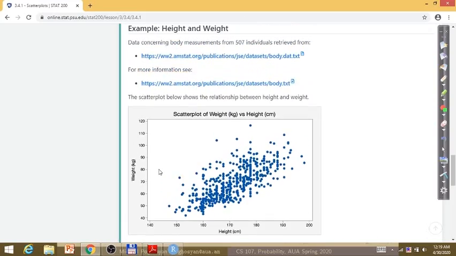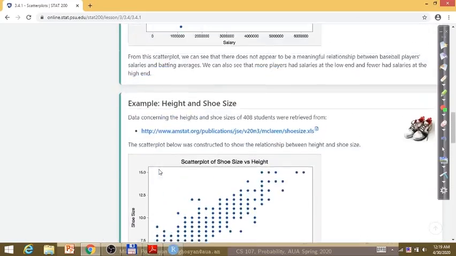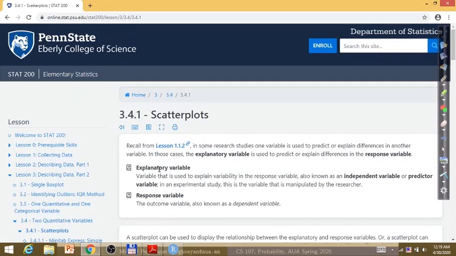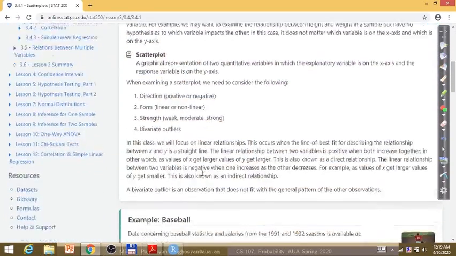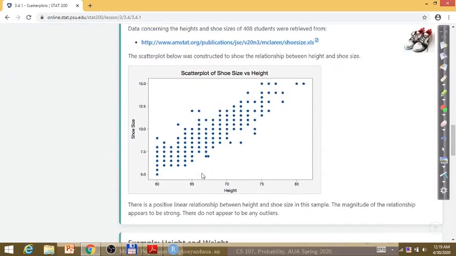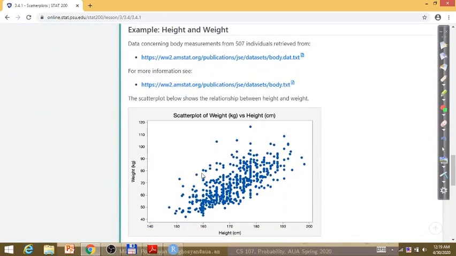Say this is from one of our last lectures. Let me just open this, from Penn State, Eberly College of Science, elementary statistics course, and some data sets. Baseball, not interesting to us. Example, height and weight. Data concerning body measurements from 507 individuals. So this is the picture of a dependence of height and weight, a scatter plot of weight versus height.